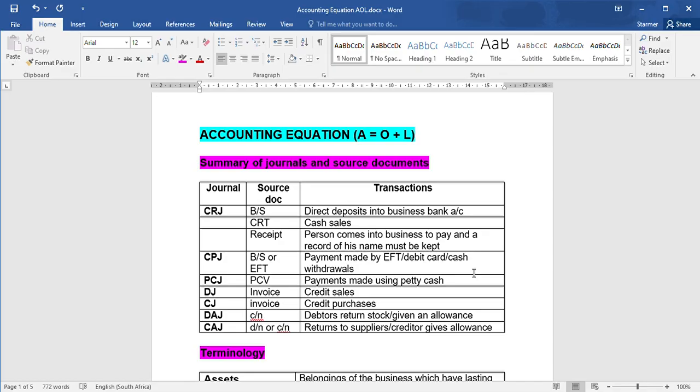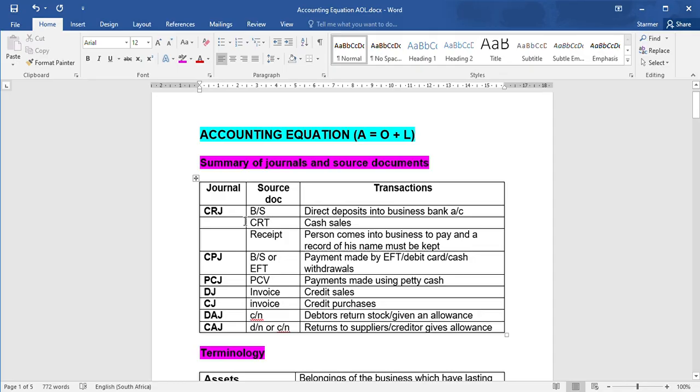Before I start going through that, I just want to remind you of the journals and the source documents which are used to complete the journals. Source documents are a written record of a transaction and must be completed to provide proof, as well as so that you can use the information contained to complete your journals.